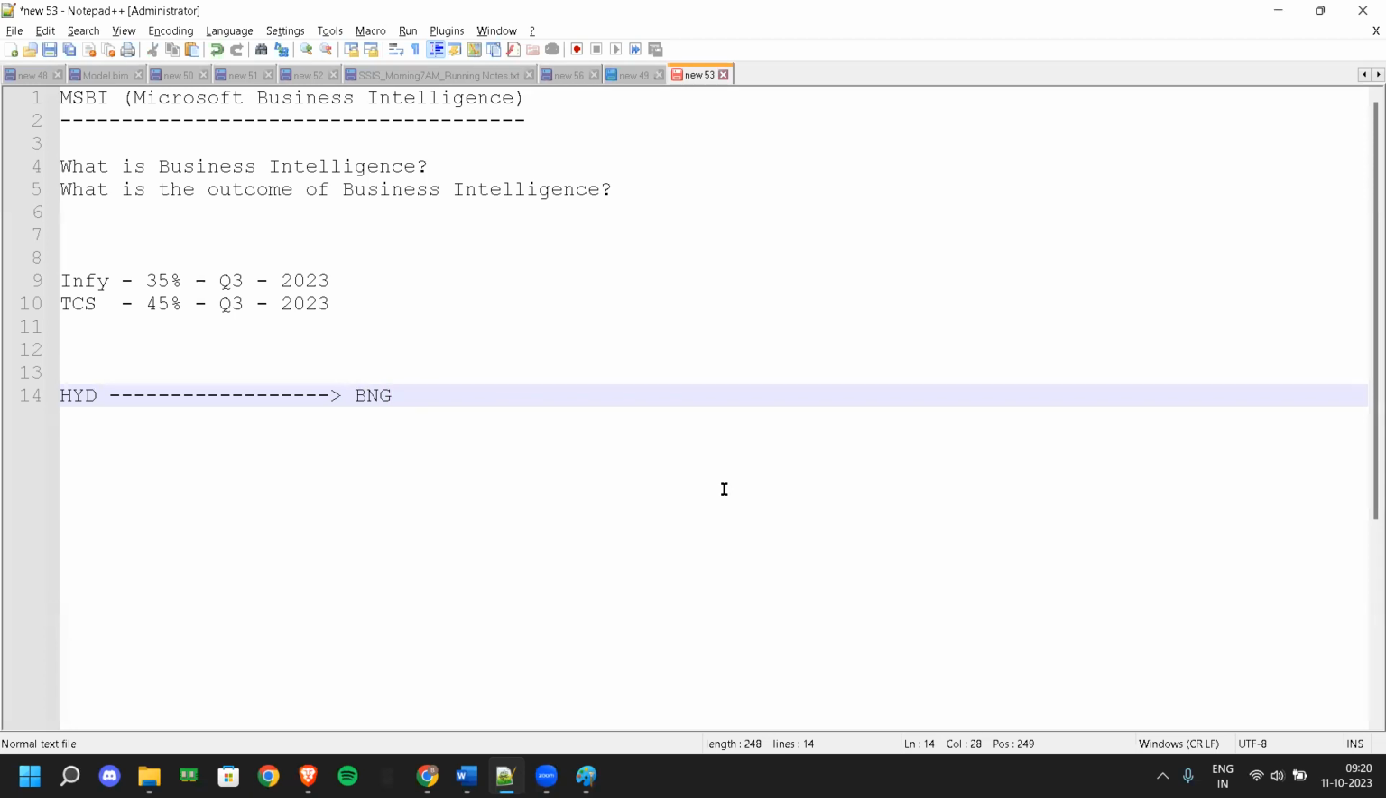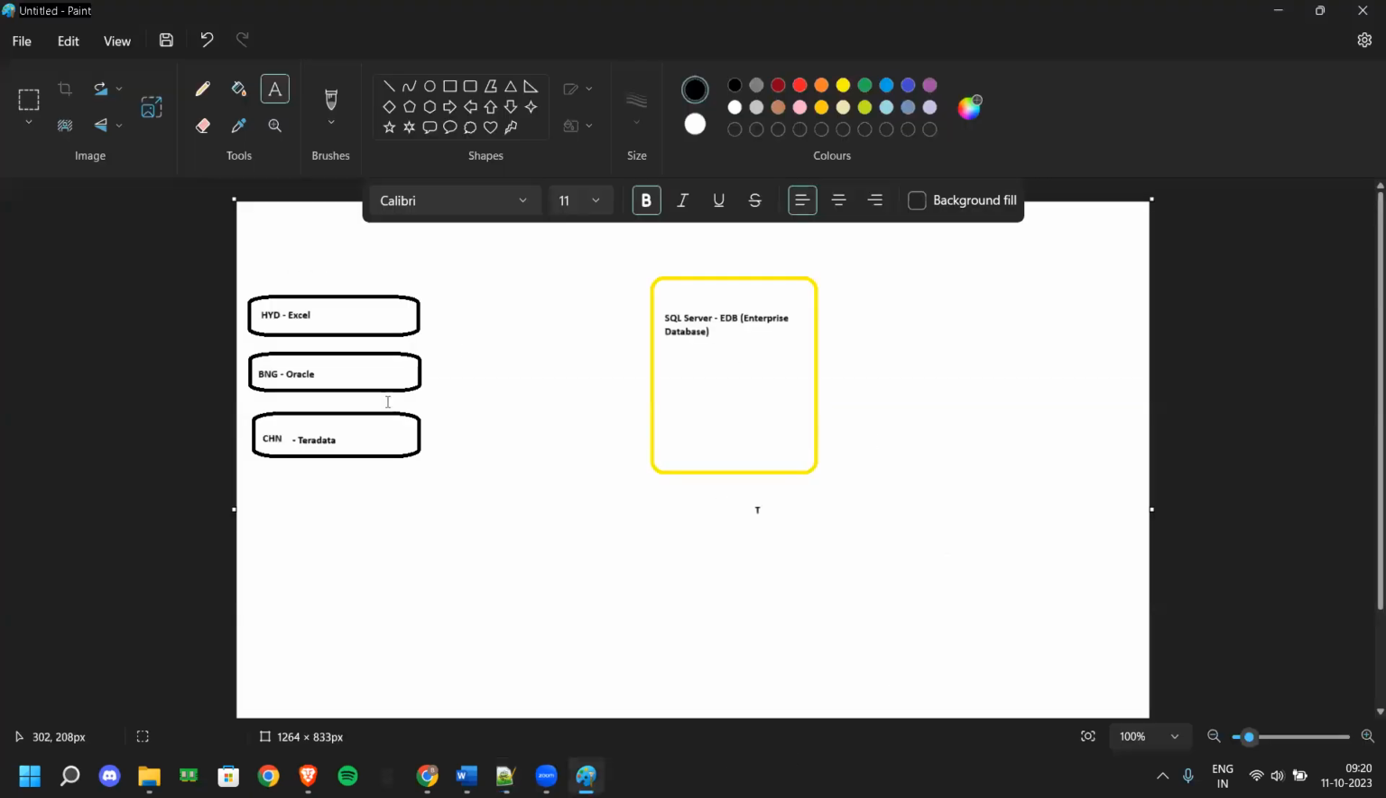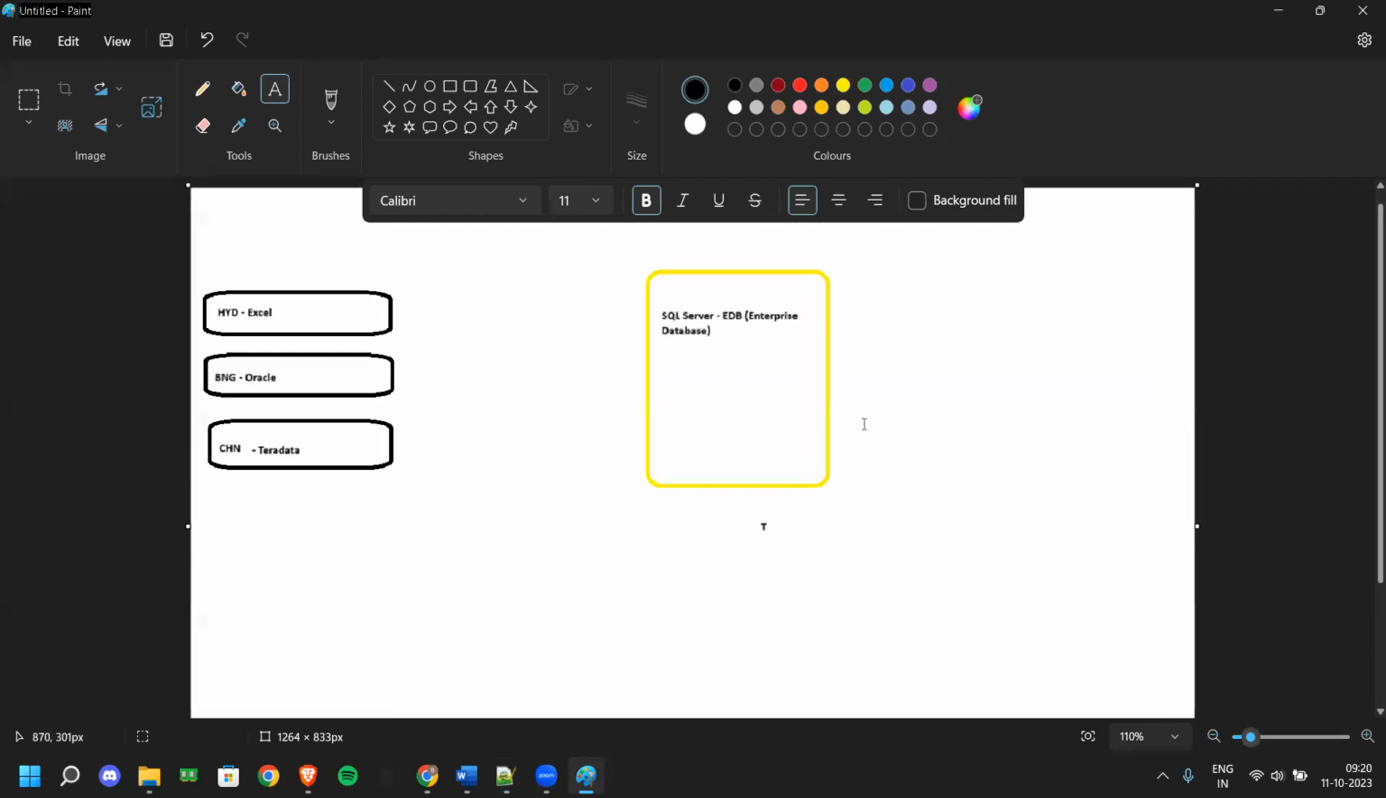In the same way, I'm trying to pick the data from multiple sources and drop it into one destination. So I would like to call them source systems, and this is my destination system or target system.